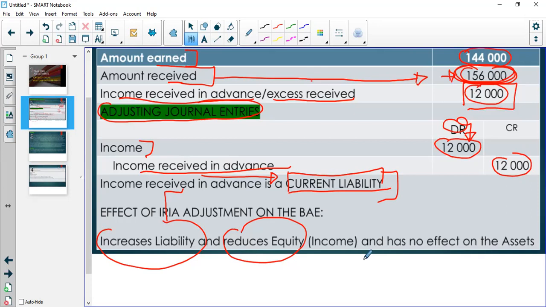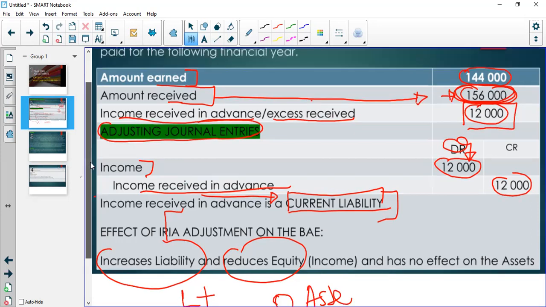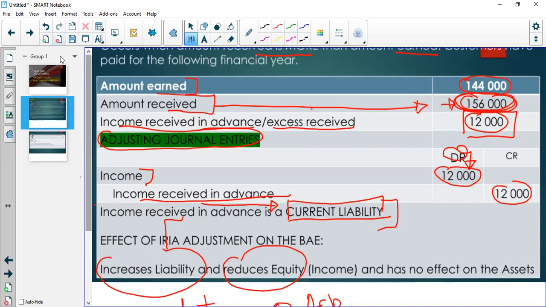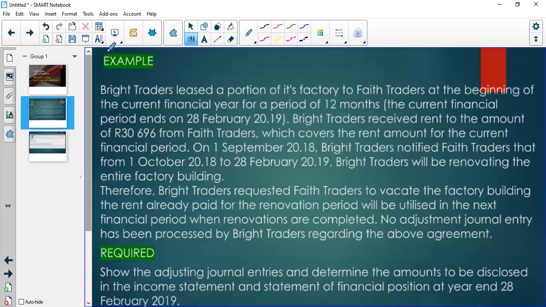All right. So liabilities are going to increase. Equity is going to decrease. Zero effect on assets when we deal with income received in advance. Okay, so this is quite interesting. So let us give you an example that you might want to enjoy.